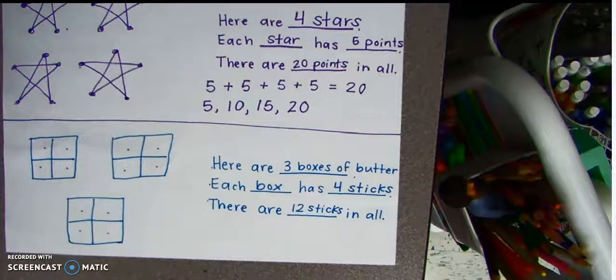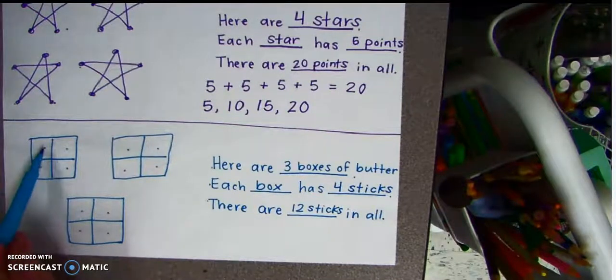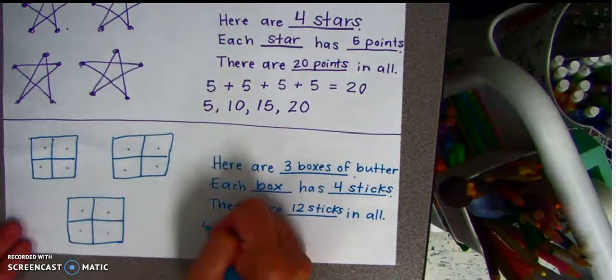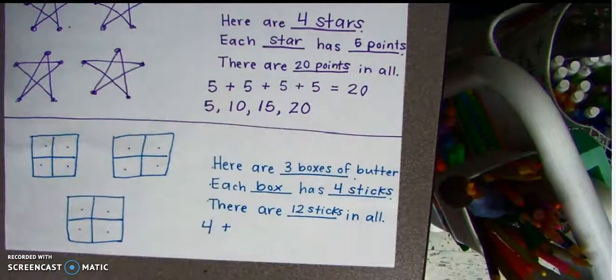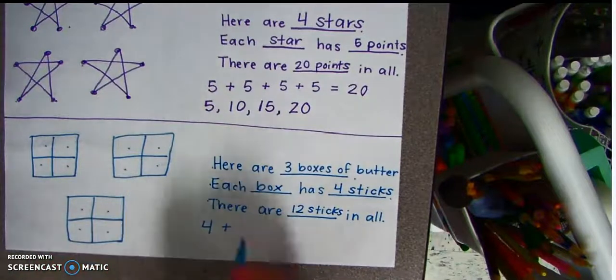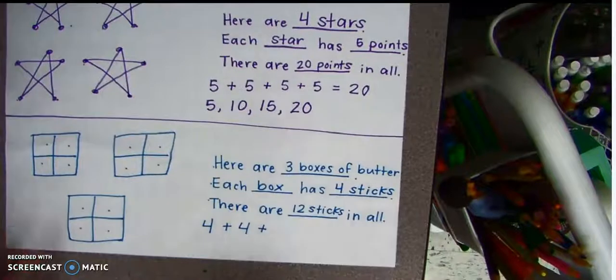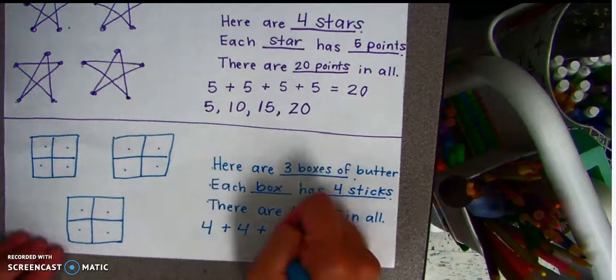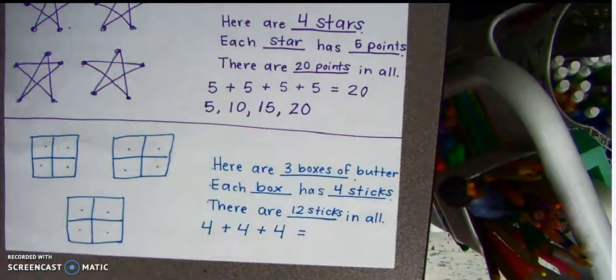All right, just like before, let's do this as repeated addition. I'm going to look at my first group. How many are in this first group? 1, 2, 3, 4. Plus 1, 2, 3, 4 in the next group. Plus 1, 2, 3, 4 in the next group. And 4 plus 4 plus 4 is 12. 12 sticks of butter.